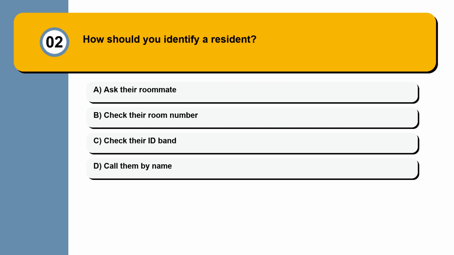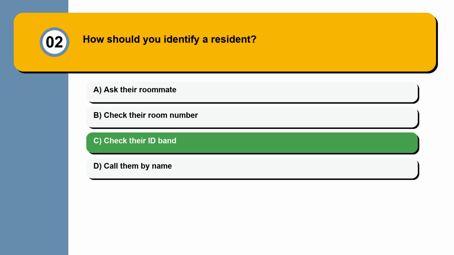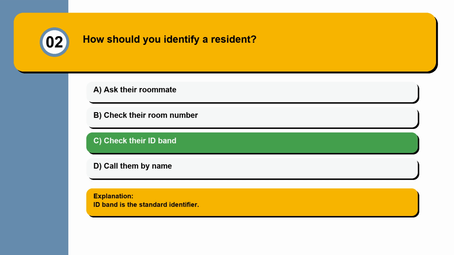Question 2. How should you identify a resident? Ask their roommate. Check their room number. Check their ID band. Call them by name. ID band is the standard identifier.